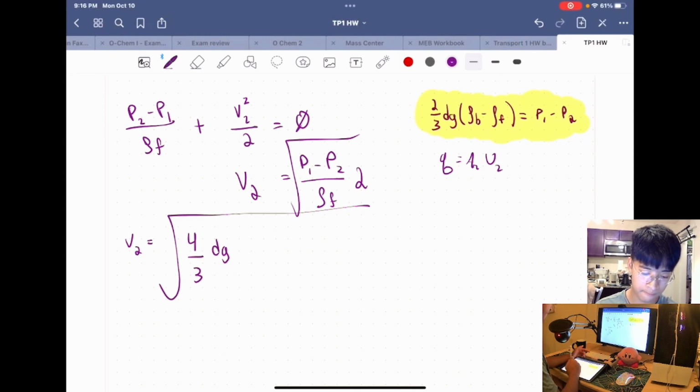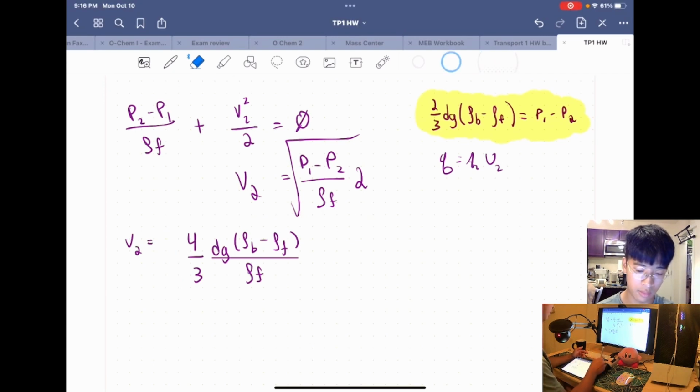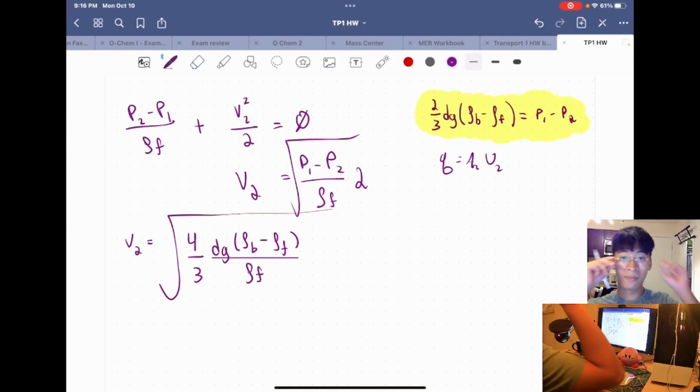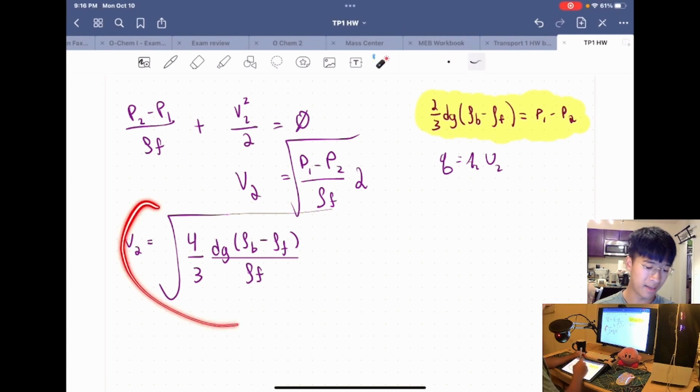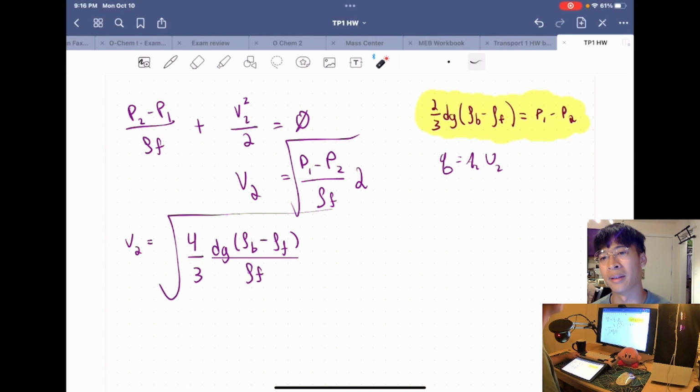times rho of density of the ball minus density of the fluid all over density of the fluid. Okay, so there's our expression for V2. Expression for velocity at position 2, right? So now we want to find volumetric flow rate. And you might look at this and say, hey, I don't see height. Don't see a height yet. So how the heck do we make a function of volumetric flow rate as a function of height?